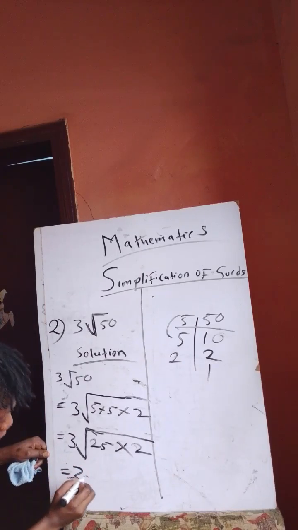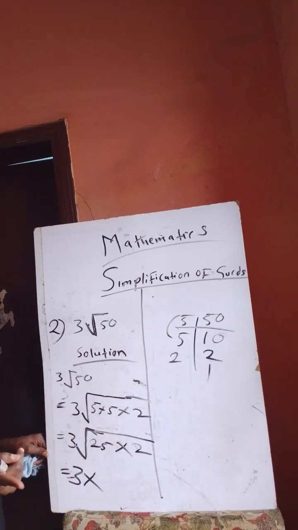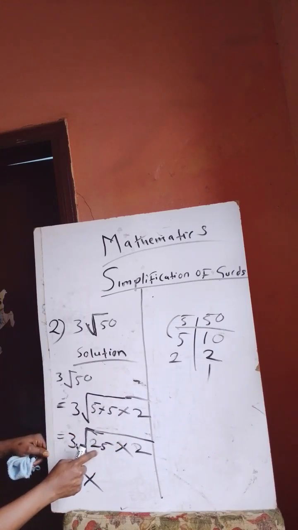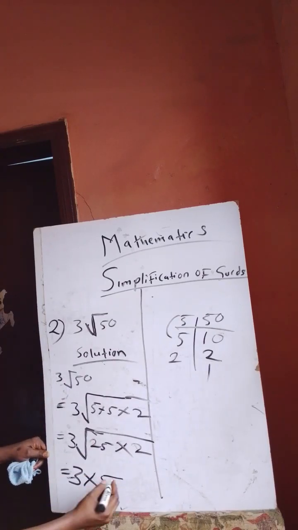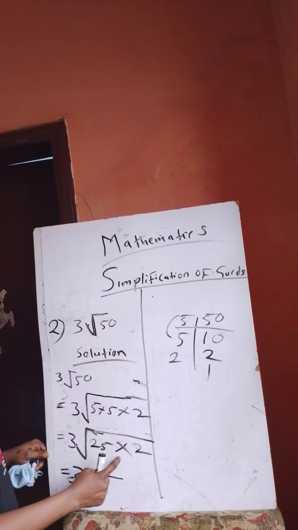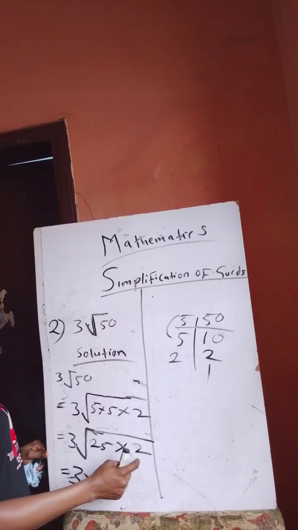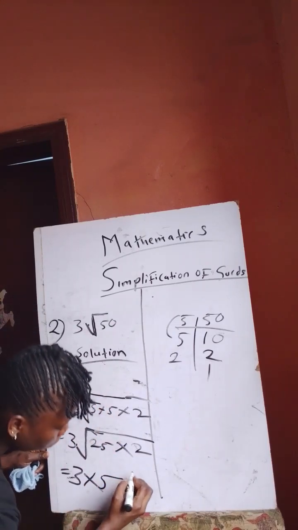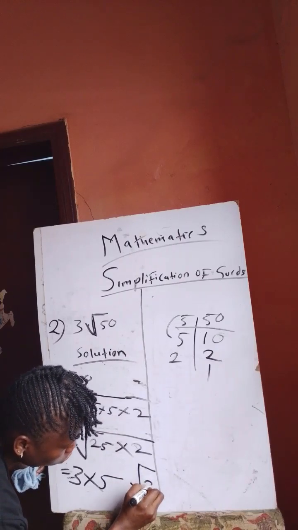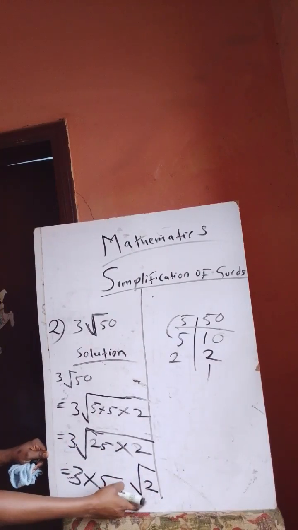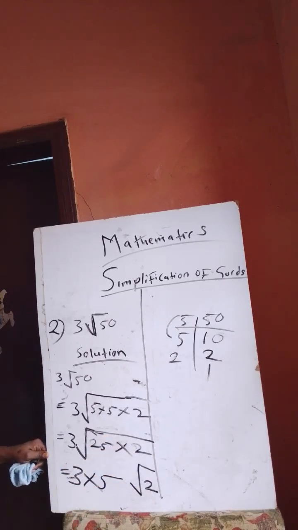Now we say times, because the square has been removed, we have, because square root of 25 is 5, that means we have 5. Because this one we can't break down further, we bring down the root 2. There's no square root of 2, so we bring it down.